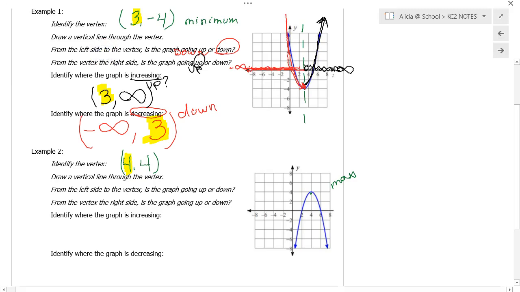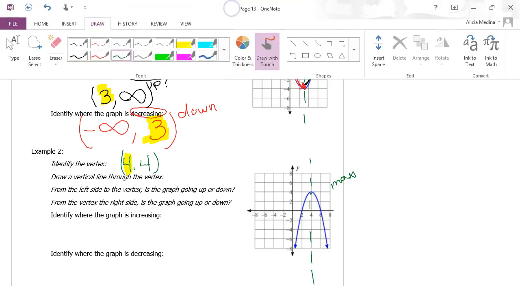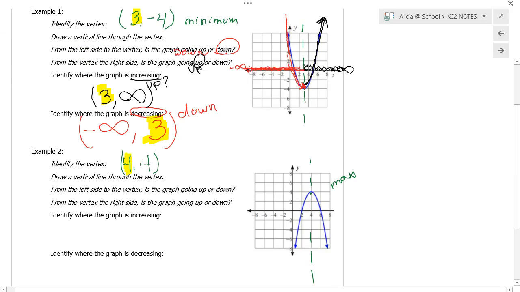All right, let's move on. It says draw a vertical line through the vertex. All right, so I found my vertex. I'm going to just draw a dashed line. It helps me separate the left and the right side. From the left side to the vertex, is the graph going up or down? Well, from left to right, so I'm all the way out here at negative infinity. And as I move to the right, just at my vertex point, my function was somewhere down here, and it's making its way up.